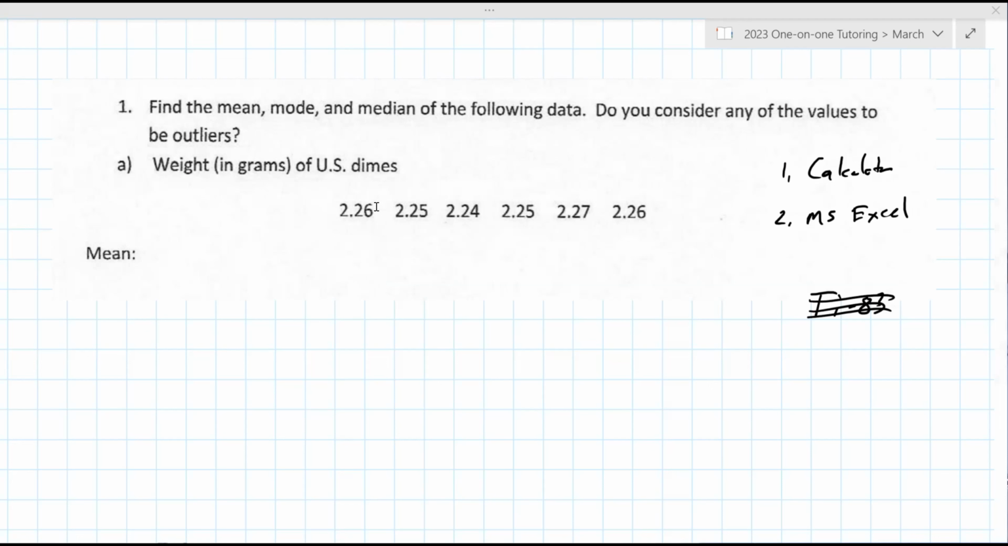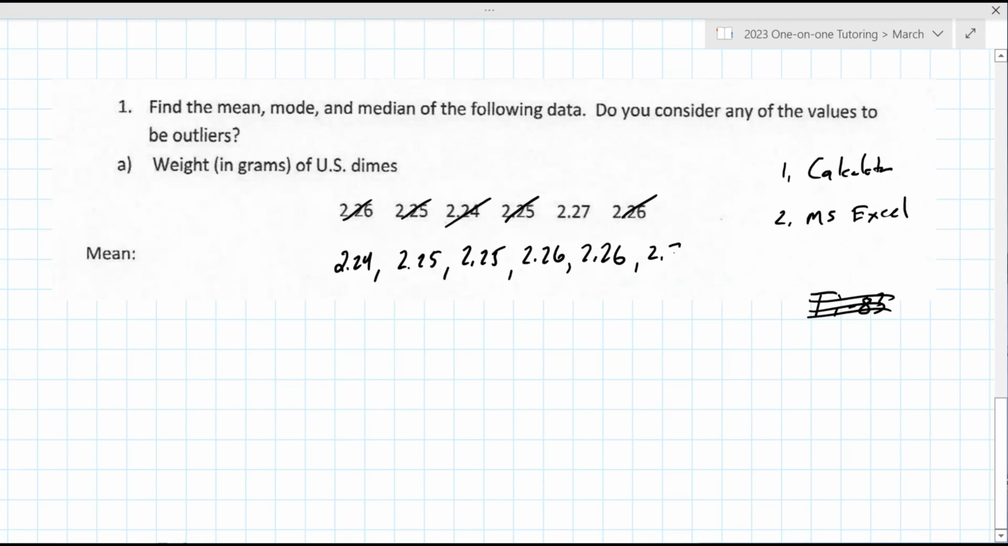You really want to put the data in order to start out. 2.24, 2.25, 2.25, 2.26, 2.26, and 2.27. So that's the first thing to do. So we're calculating the mean: you're going to add all the numbers up and divide by the number of numbers.